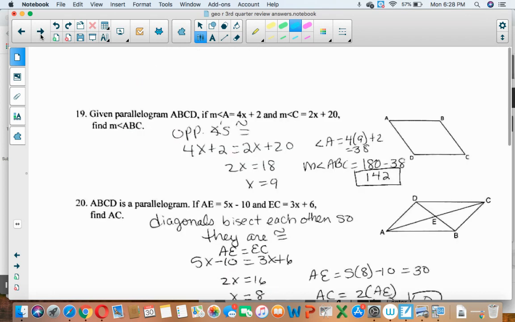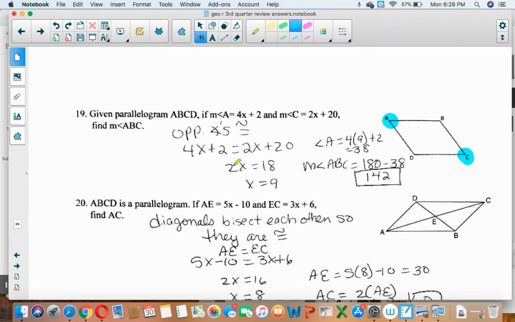Okay, we got one more page to do. So here are just some properties of parallelograms. Basically, with parallelograms, the opposite angles are congruent. So I have angle A, which is right here, 4x plus 2. I have angle C, which is right here, 2x plus 20. Those are opposite angles. They're congruent. So all I did was set them equal to each other and solve for x.